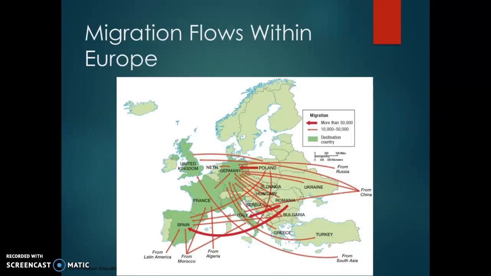Okay. Here's a good migration pattern. Poland to Germany, more than 50,000 people here. And then Romania to Spain. Just some big ones, Romania to Italy.